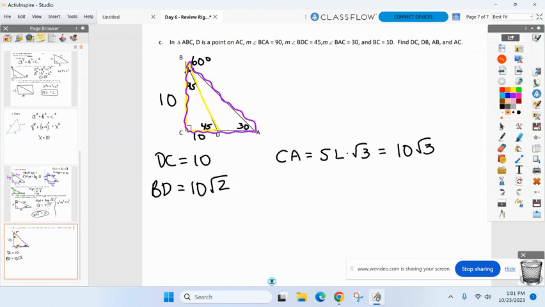And how about the hypotenuse? Where's the hypotenuse in that 30, 60, 90? Name it. AB, right? All right, go back to your rules at the top of your page. How do you find the hypotenuse in a 30, 60, 90? 2 times the shorter leg. And what's the shorter leg in this diagram again? 10. So it's 2 times 10, 20. All right.